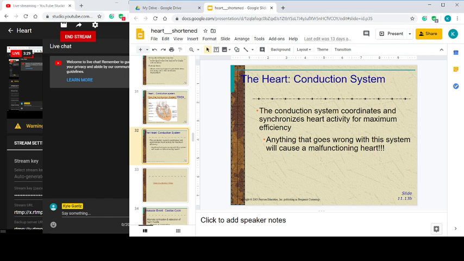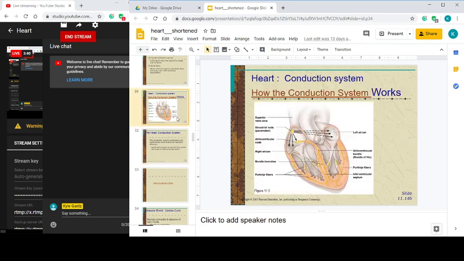So we talked about how this system is coordinated and synchronizes heart activity, so anything that goes wrong with that nodal system will cause a malfunctioning heart. Something goes wrong with the SA node, we aren't going to get depolarization of the atria. We're not going to be able to get the contraction. Something goes wrong with the AV node, then the ventricles are going to be stimulated immediately, contract sooner, and not be allowed to fully empty.